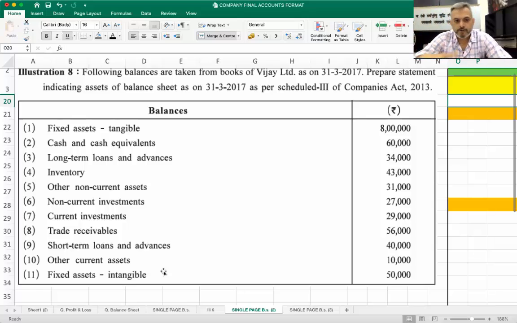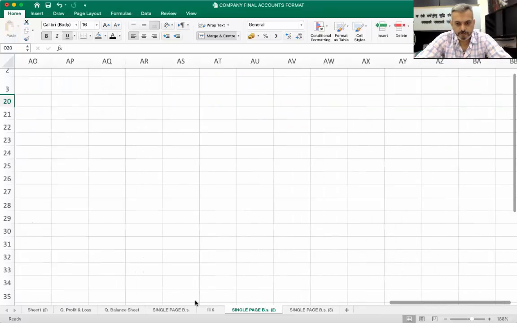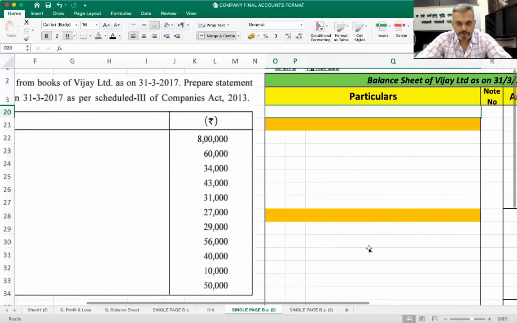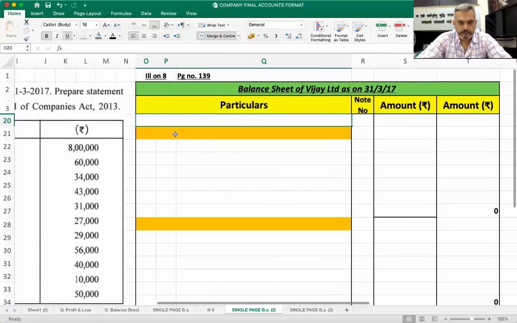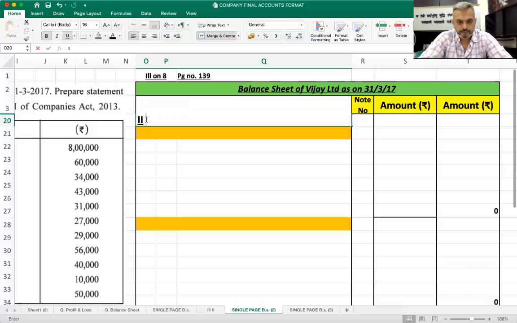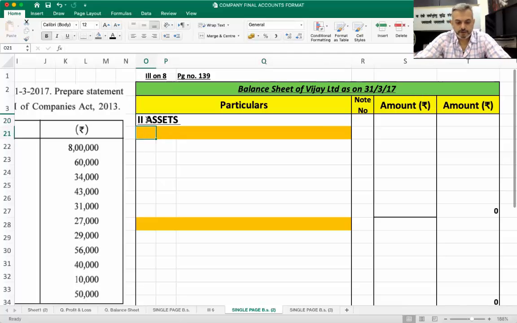So what we can do is we go as per our format so that we don't miss out anything, and accordingly we follow the order of our balance sheet format, as per Schedule 3. So let's go to the first one. Now the heading is assets. Okay, because here we are dealing only with assets. So give the balance sheet heading assets.